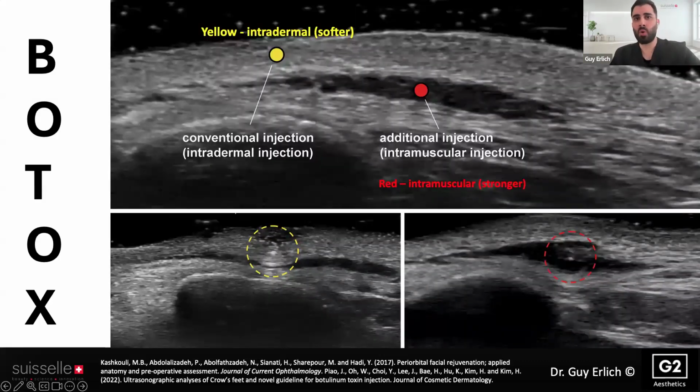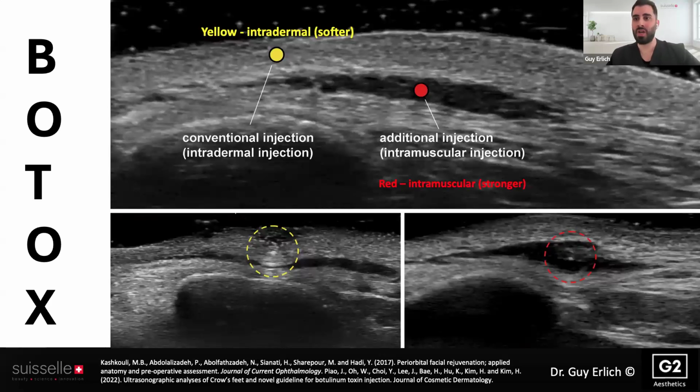And this diagram shows you how botulinum toxin should be injected according to anatomy. We are sometimes forgetting that anatomy is the base for aesthetic medicine. And we are injecting Botox like, okay, one spot in this area because I see wrinkles, but it's not that.